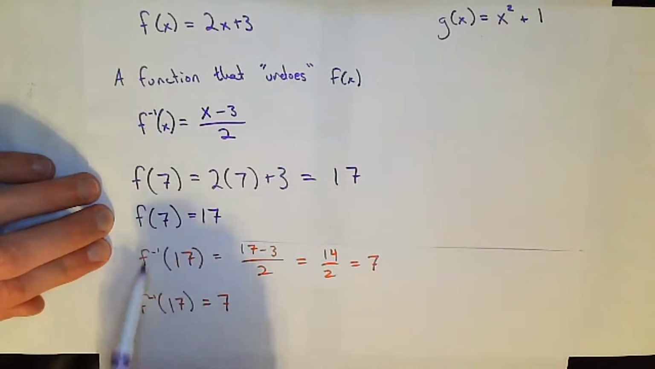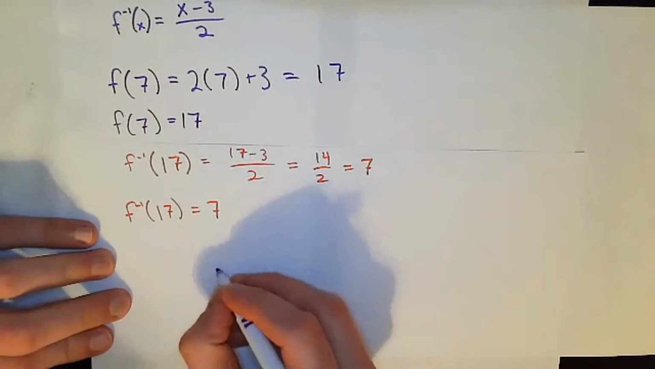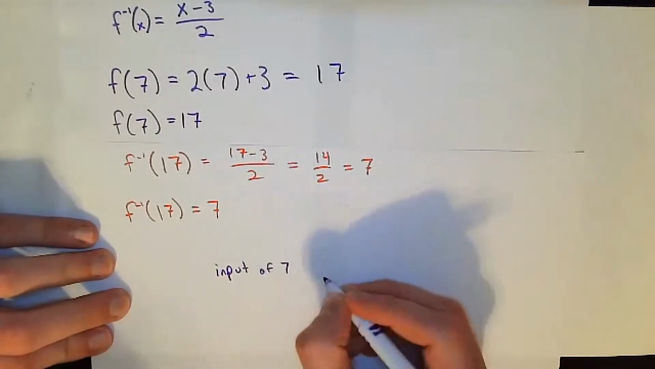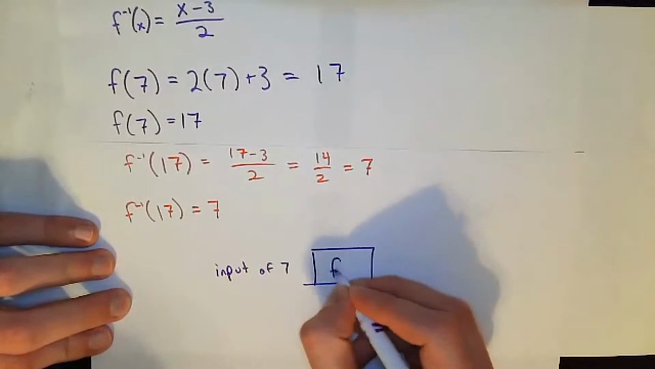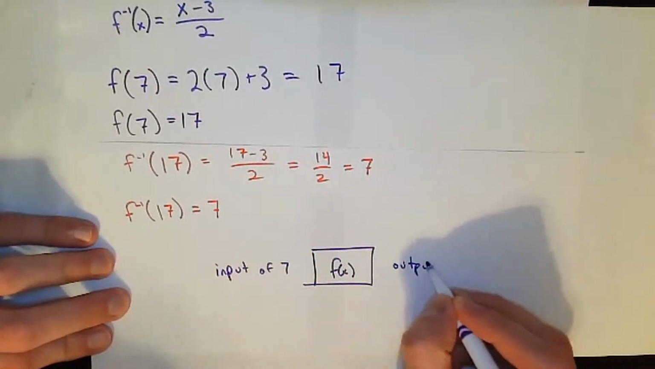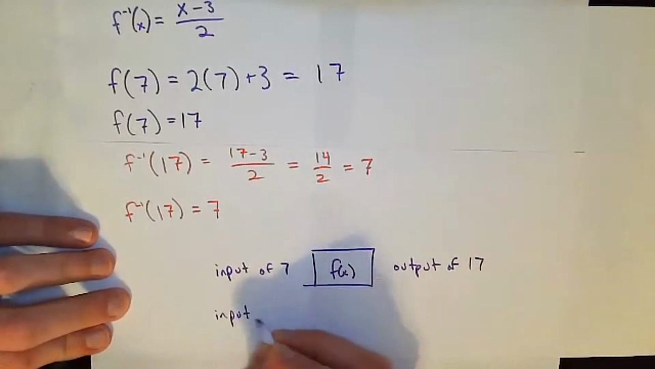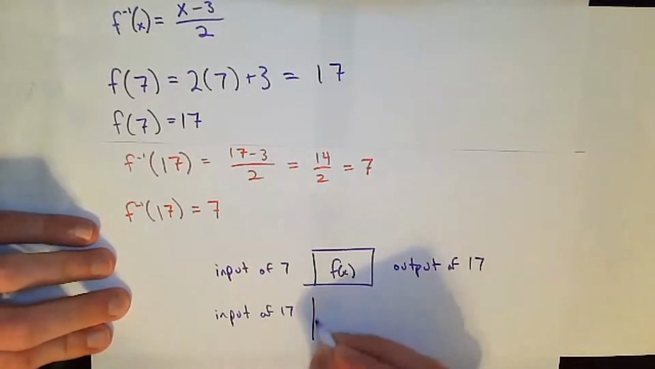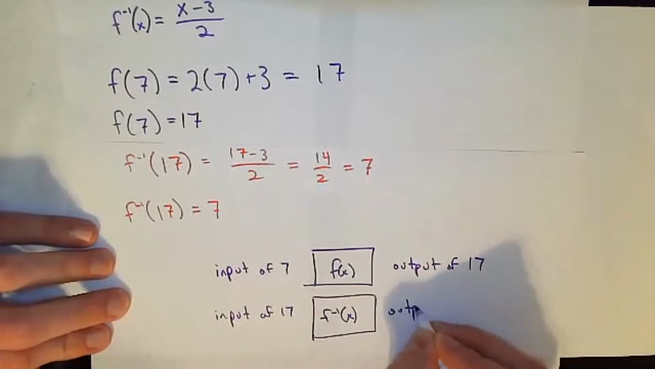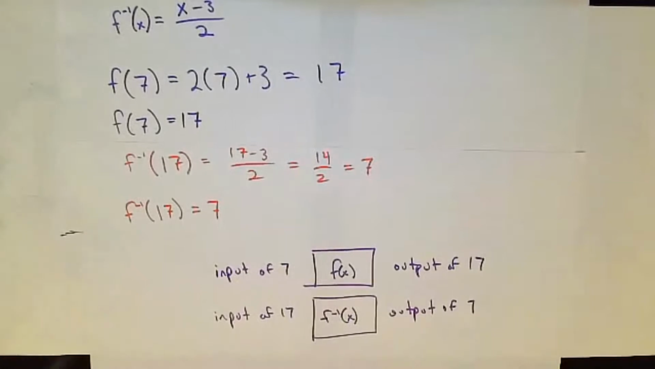They undo each other. As a picture, input of 7 into the function f of x, which is a box here, and we get an output of 17. Now if I flip that and put the input of 17 into my inverse function, I get an output of 7. Cool.